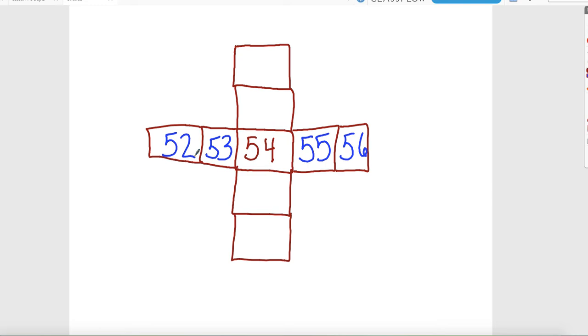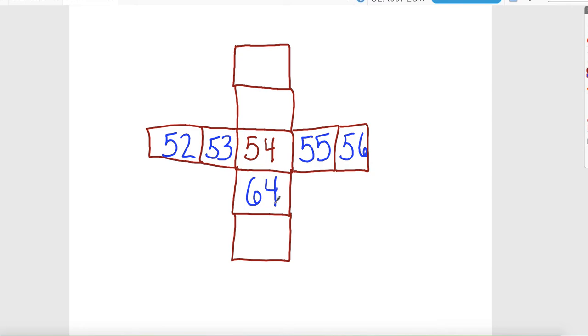64. Yes, I would fill in 64. Now, if I'm at 64 and I want to go 10 more, all I have to do is move down one row. Derek, do you think you know what the answer is? Jose, do you think you know what the answer is?